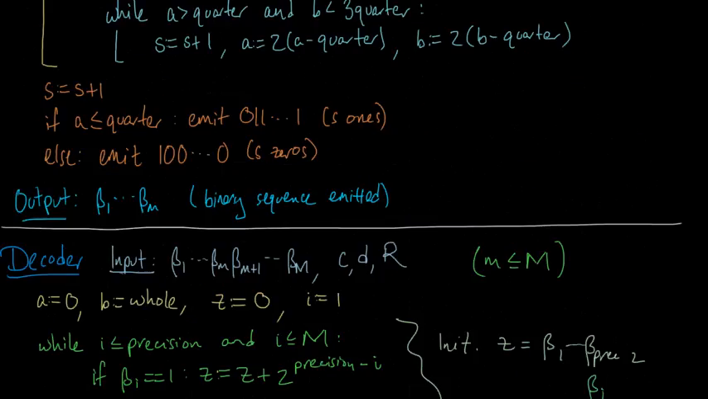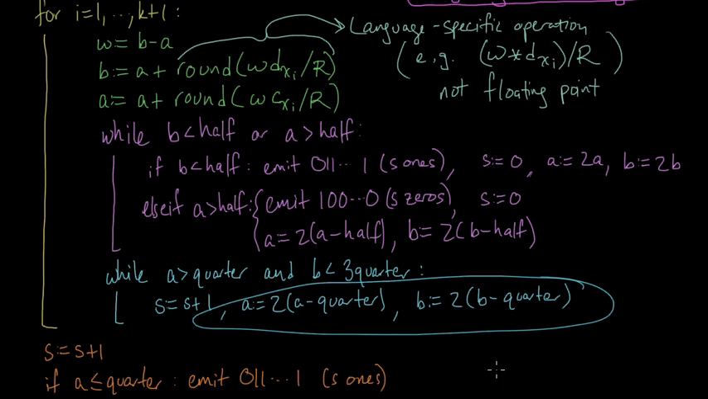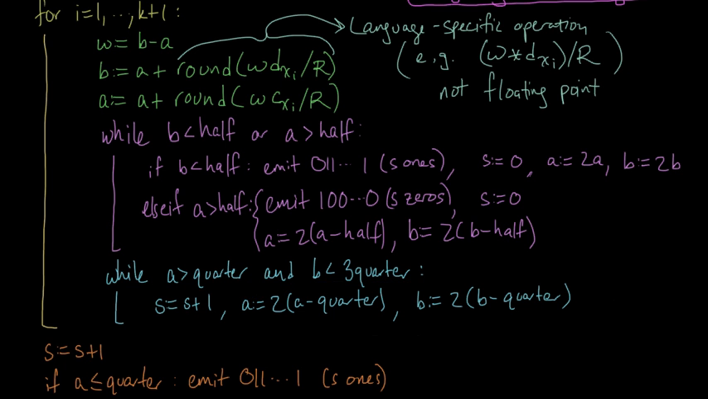Just as a reminder, I'll go back up here to remind you. This was in the encoder. This was our rescaling. And so here, during decoding, we're rescaling in exactly the same way. So in this middle rescaling step, if a is bigger than a quarter and b is less than 3/4, then, well, we had to increment s before. We don't need to worry about s anymore, but we do need to rescale in exactly the same way. And we have to update z as well.